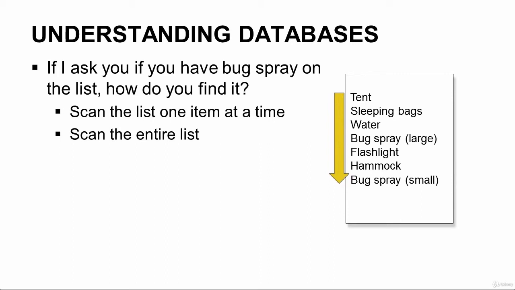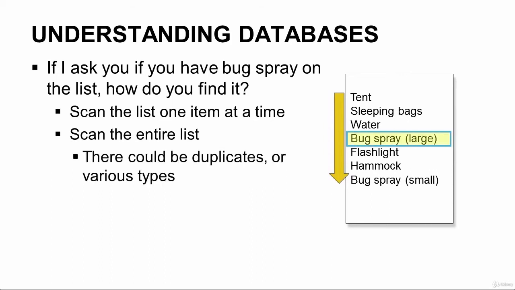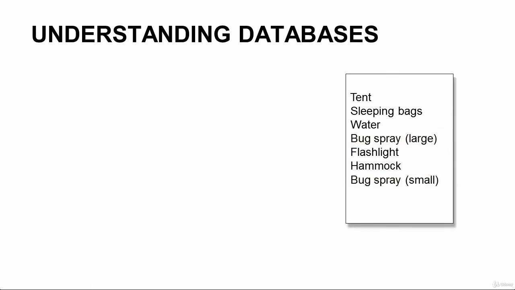You could have different types. You could have stuff that you spray, stuff that you light as a candle, all sorts of things. And so you're going to have to scan the entire list to find every instance of bug spray that's on your list. There could be duplicates or various types, just like you see in our list here. So it's going to be required that we scan the entire list.